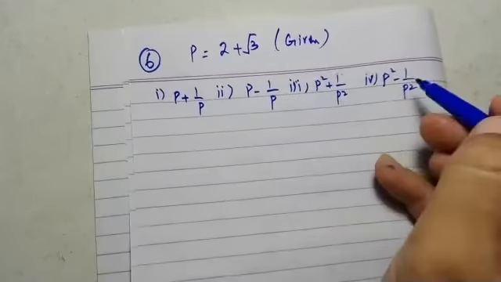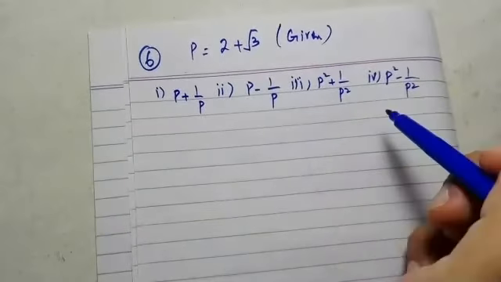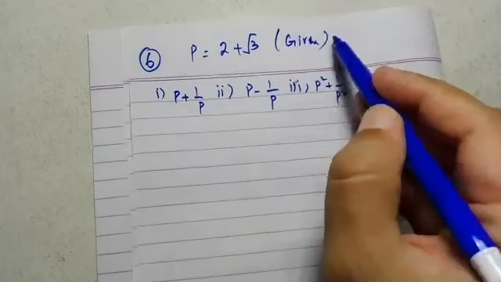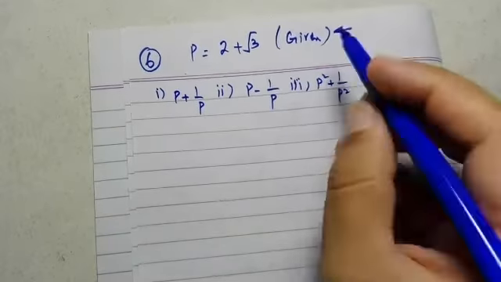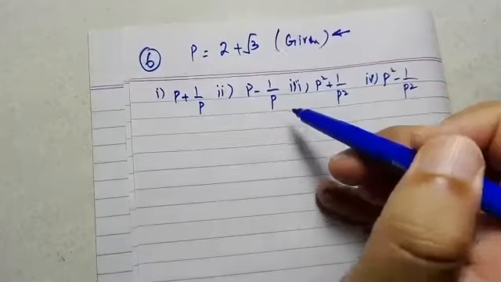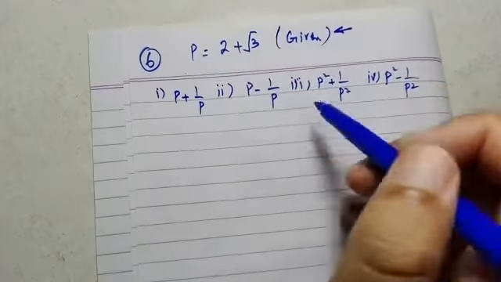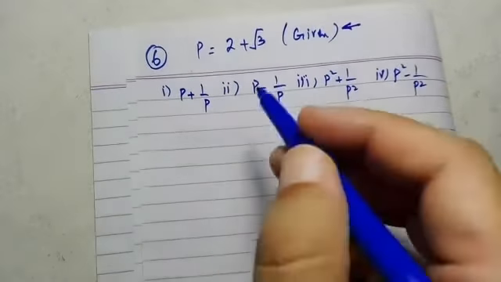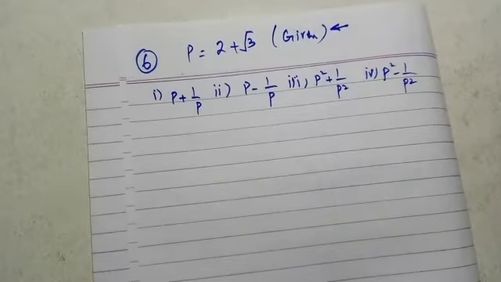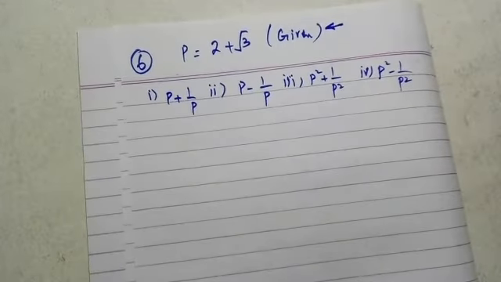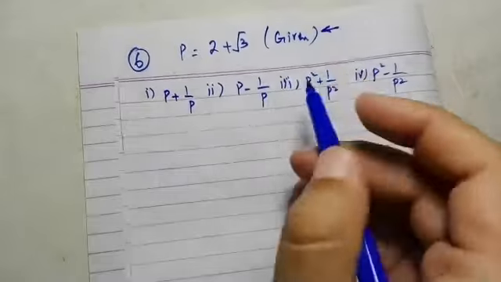So we have been asked four things to calculate, and only this one is given. So we will start from what is given, and we will find step by step p plus 1 over p and p minus 1 over p, then we will move forward. I am starting from the very first thing. Recall exercise 4.4, in which these types of questions were there.